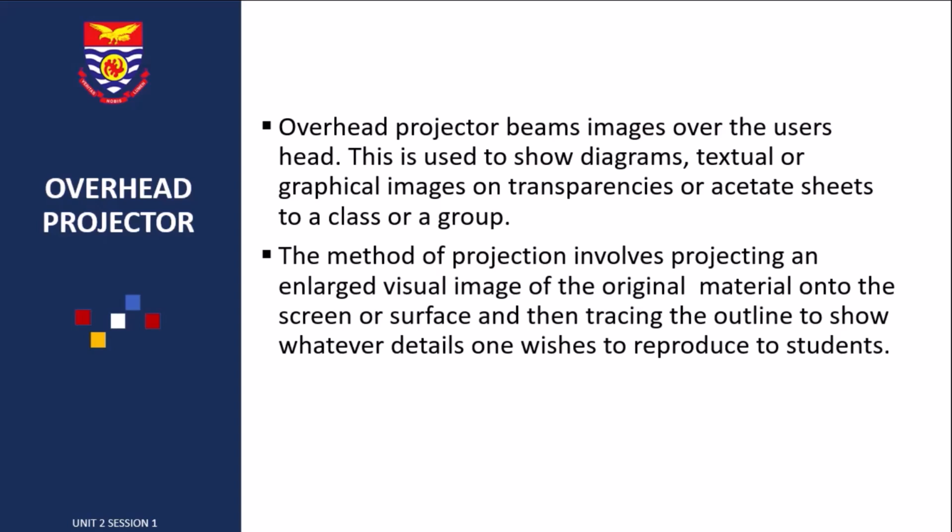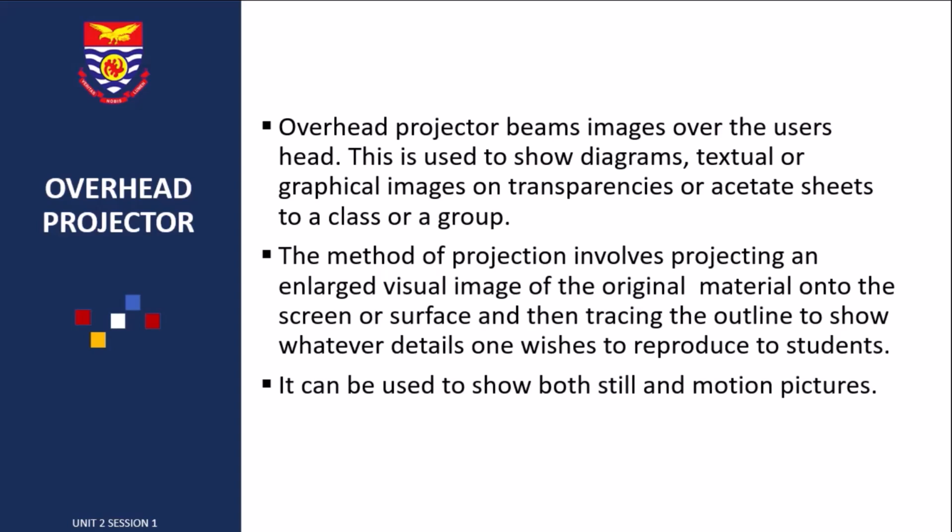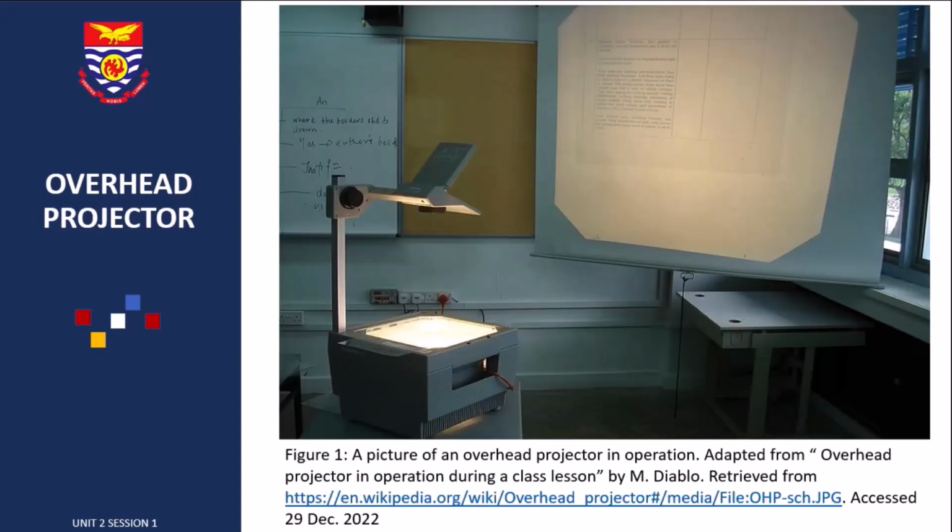Overhead projectors ensure that students have enough projection time, and it is probably the most useful and versatile visual aid that can be used to support mass instruction methods in modern classrooms. It can be used to show both still and motion pictures. This is an image of an overhead projector. You can see that it has projected an enlarged image of a part of a book, things like text. Overhead projectors work in this way.